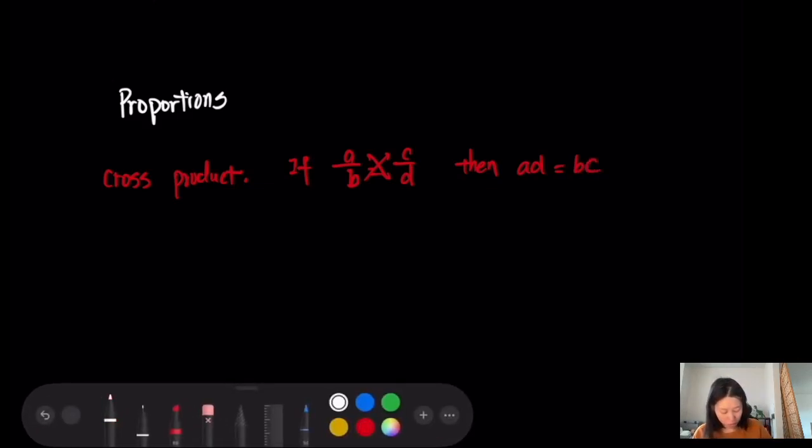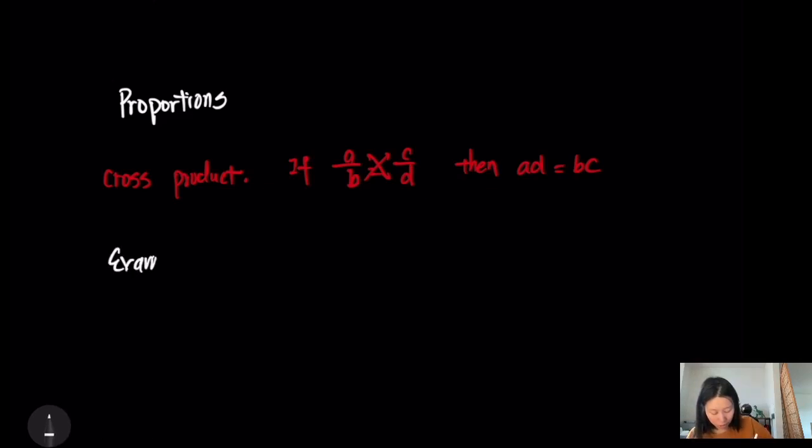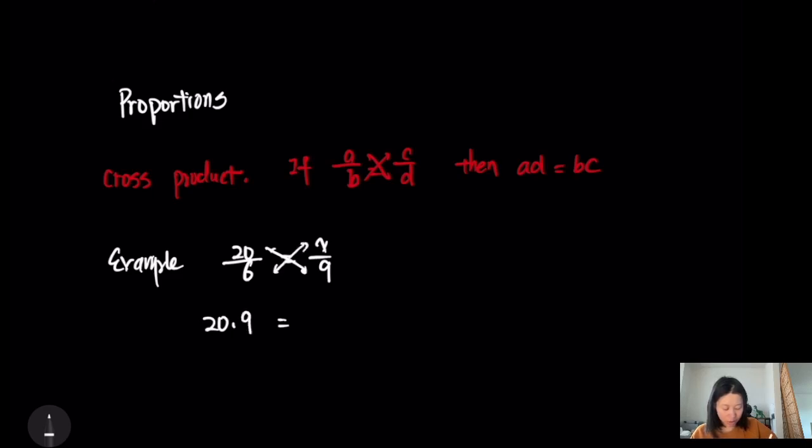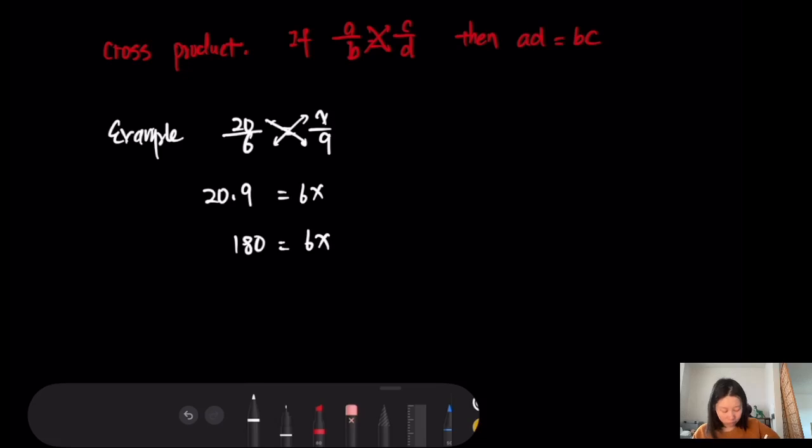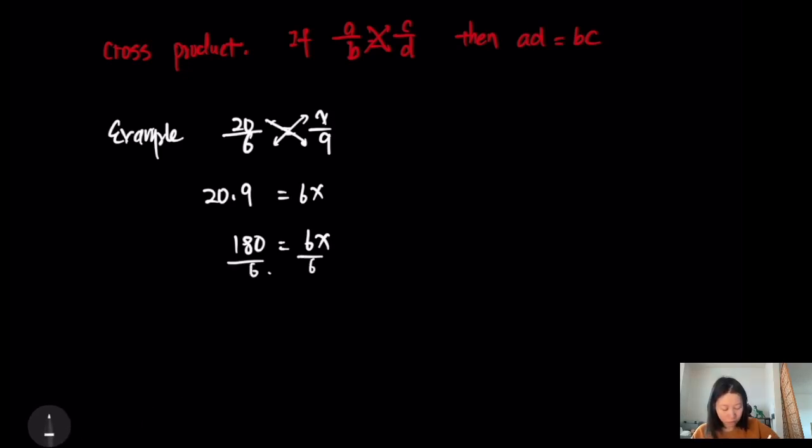So, first example, how can I apply this? This actually is very useful. We have 20 over 6 equals x over 9. To solve for x, we can just cross multiply. So when you cross it, I have 20 times 9 equals 6 times x, which is 6x. So 180 equals 6x. So divide by 6 on both sides. I have 30 equals x.